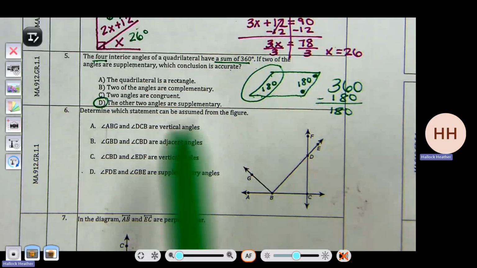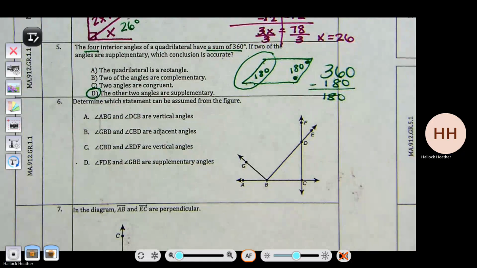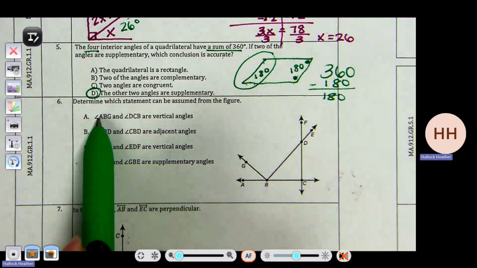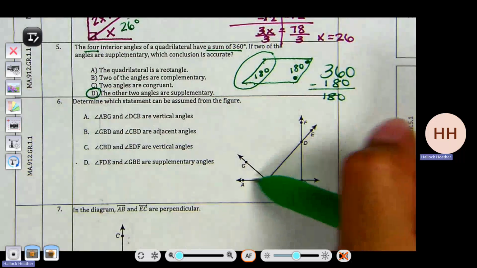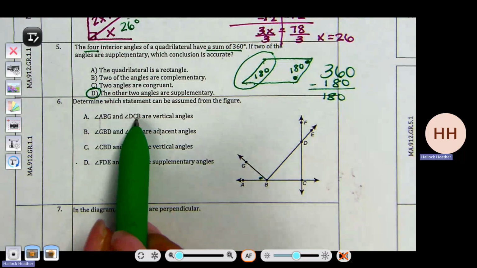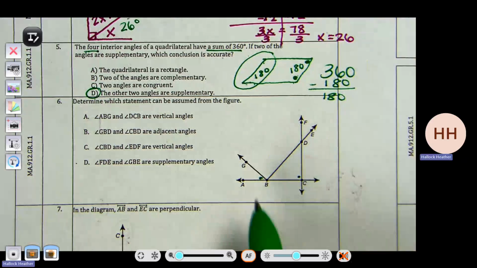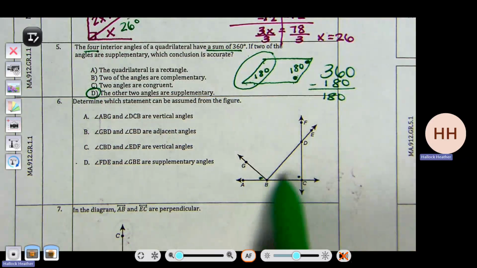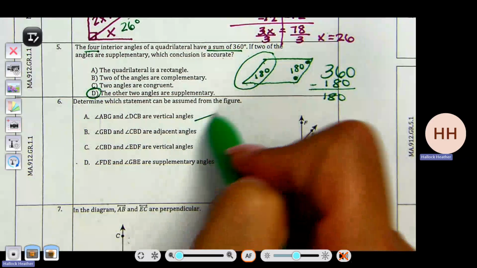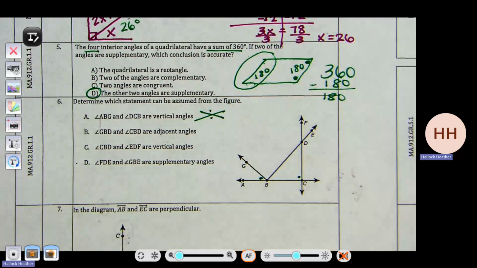6 says, determine which statement can be assumed from the picture. So if I look at my picture, I'll see which one's true. ABG, right here, and DCB are vertical angles. These are not vertical angles. They're not even close to each other. Vertical angles look like a crisscross. There's one on top, there's one on the bottom, or they're on the sides. So this is not true. They're not vertical.